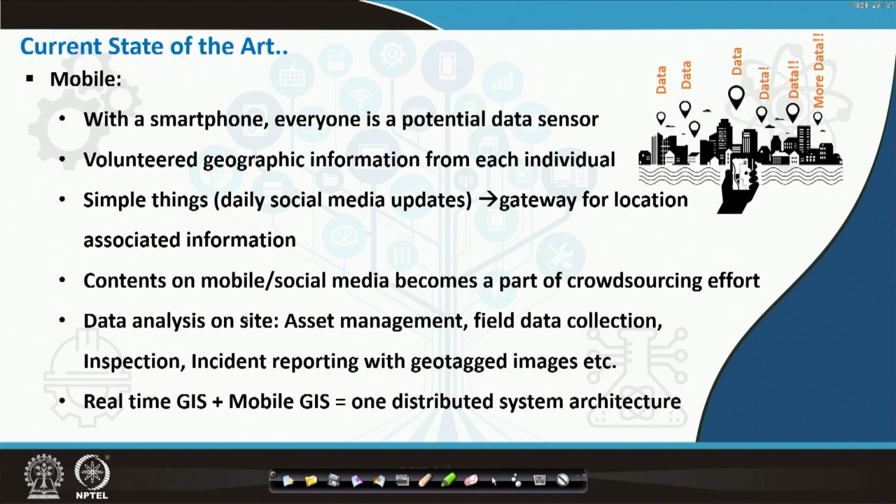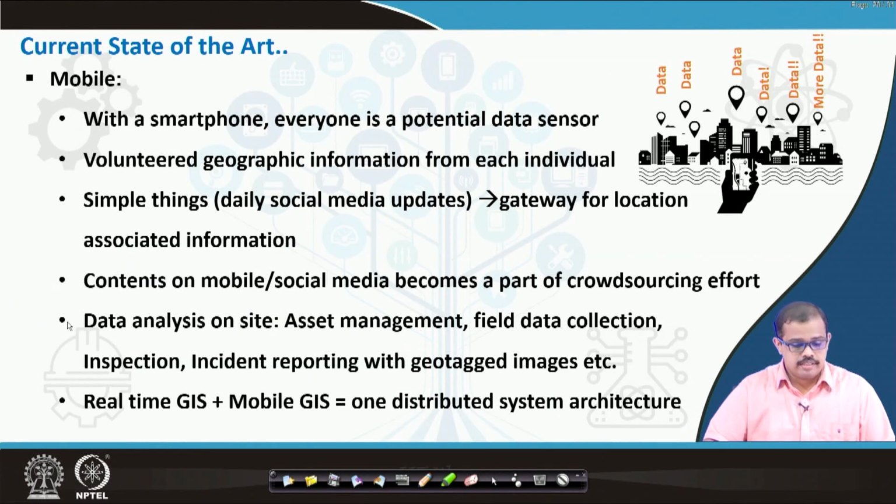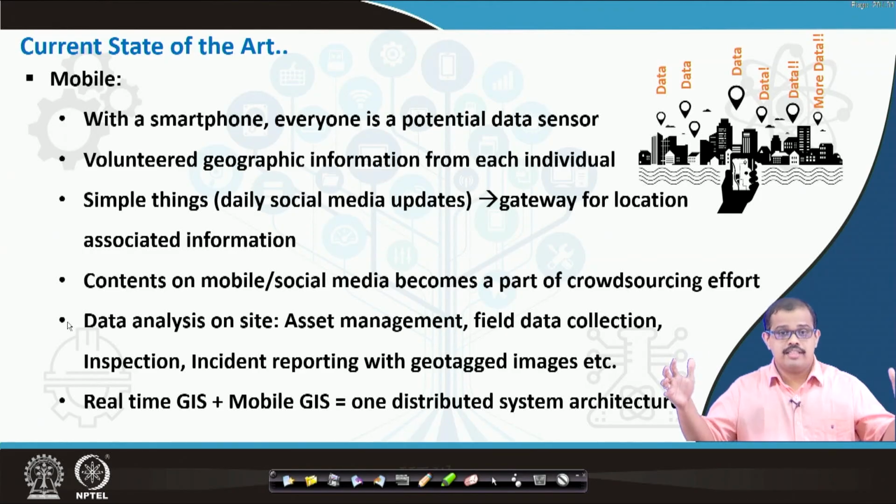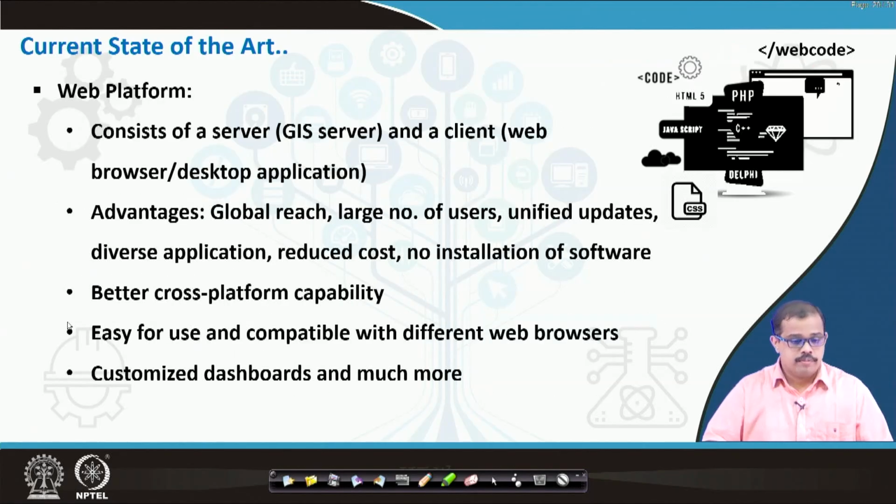Then we have content on mobile. Social media becomes a part of crowdsourcing efforts, with data analysis on site. For example, asset management, field data collection, inspection, incident reporting. All of these are things that are happening with mobiles, and real-time GIS and mobile GIS. Together, this is put into one distributed system architecture, which is very effective. And finally, the last one is the web platform, which has taken over the entire GIS system like a revolution. It consists of a server and a client.